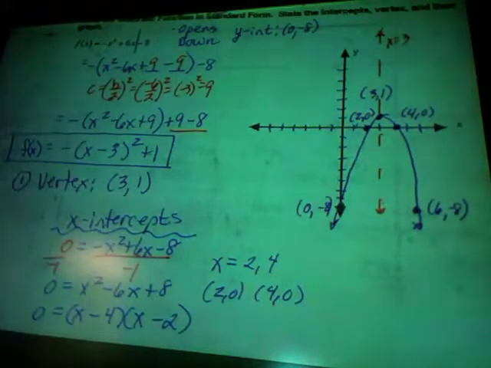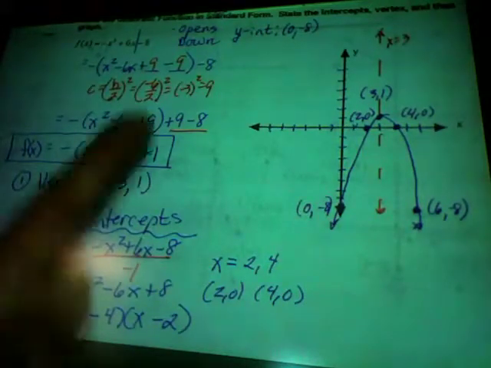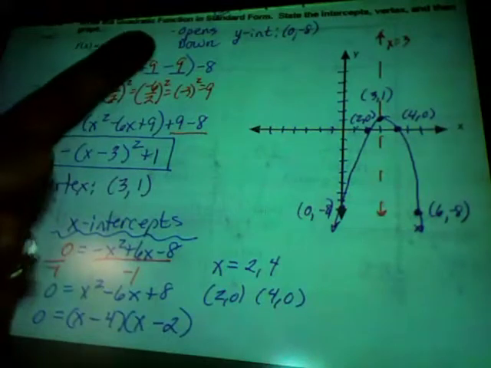All right, so any other questions about this? Are we surprised that it reflected down? Because we knew it opened down, right? Okay. All right, so flip it. Last question.